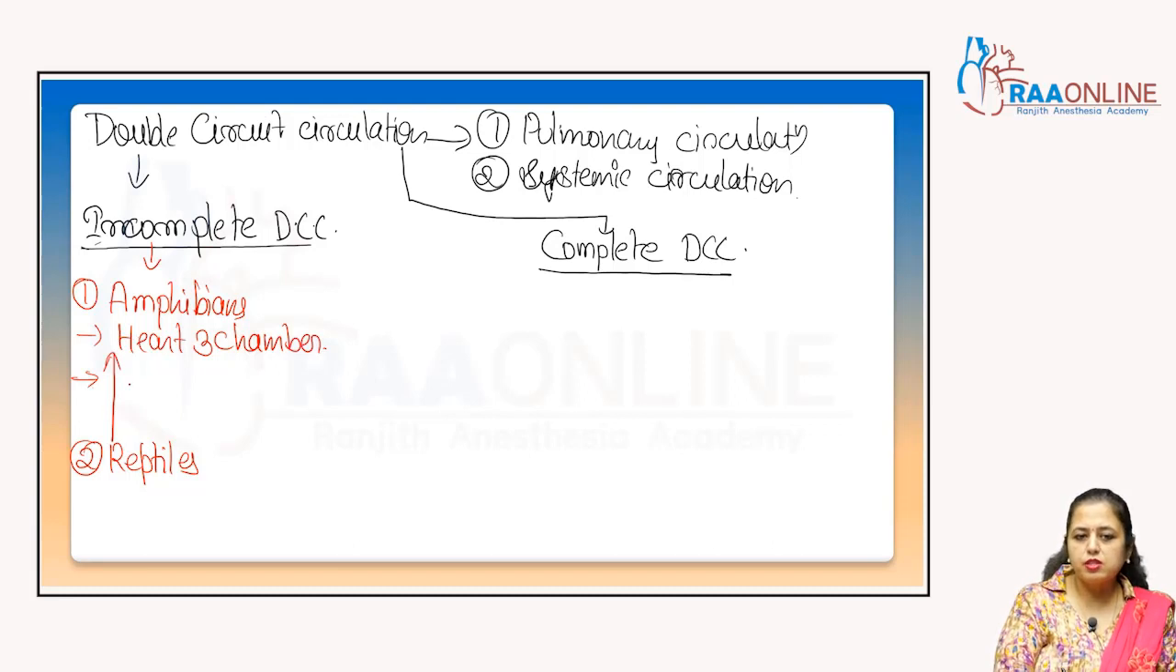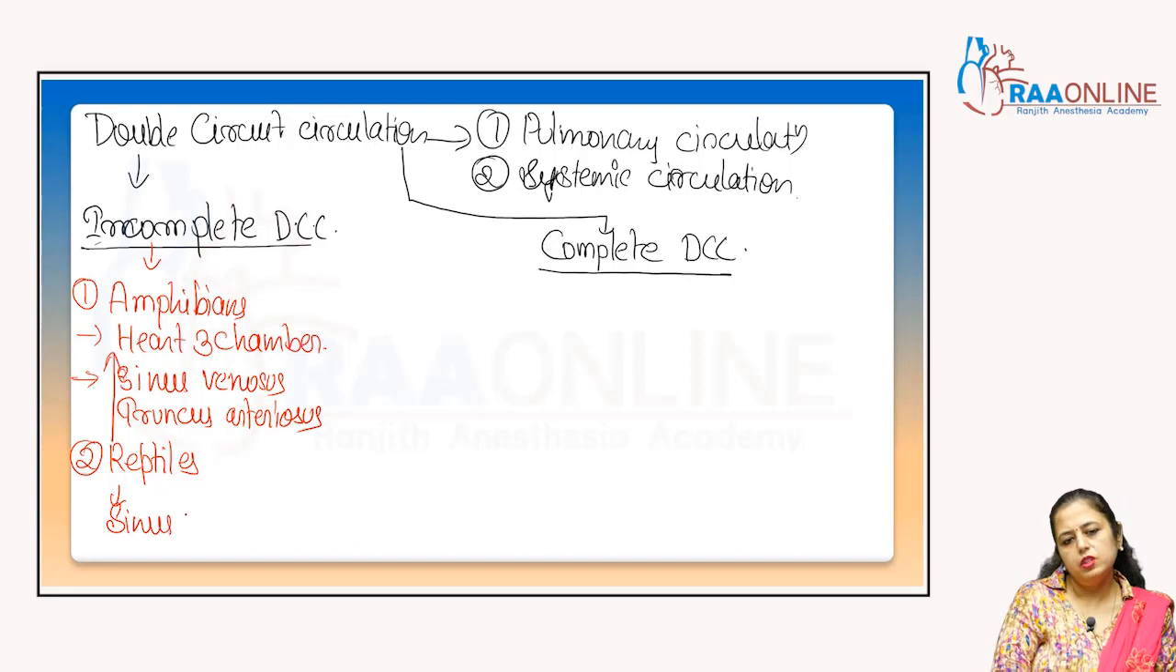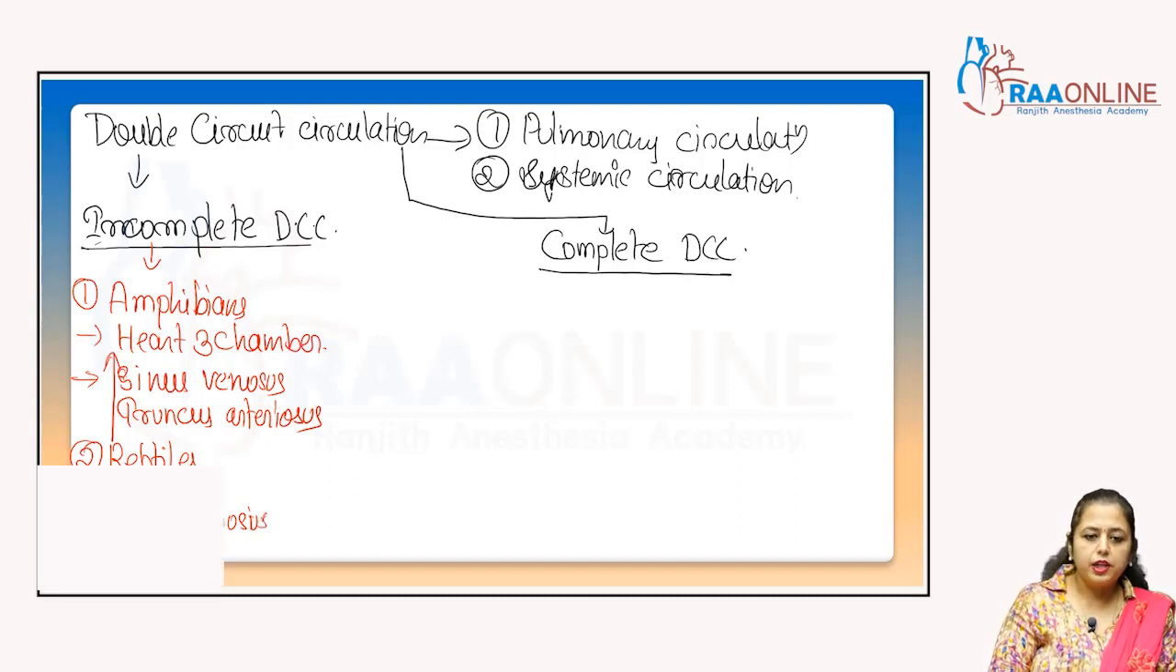Two extra accessory chambers are present in the amphibians, that is the sinus venosus and truncus arteriosus. In reptiles, only sinus venosus is present. Truncus arteriosus is absent. Right, three chambered heart is present in both. That's why it is incomplete.